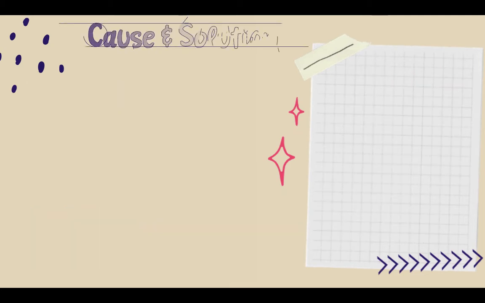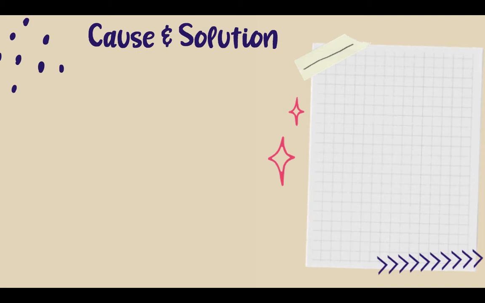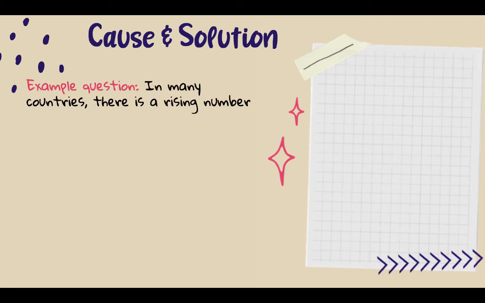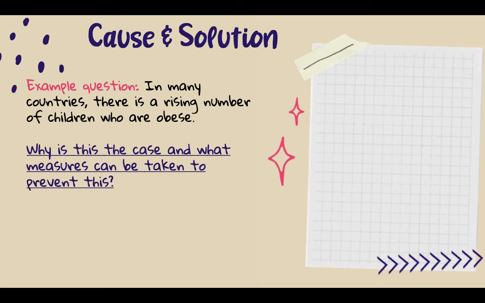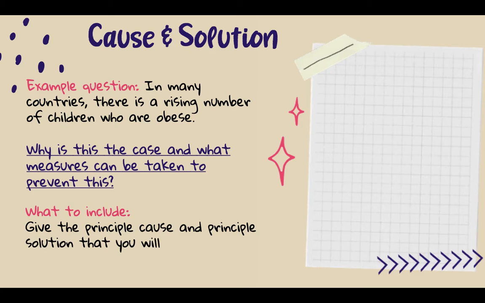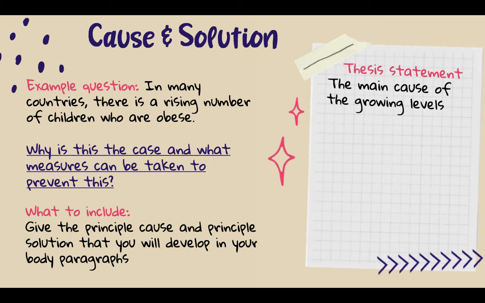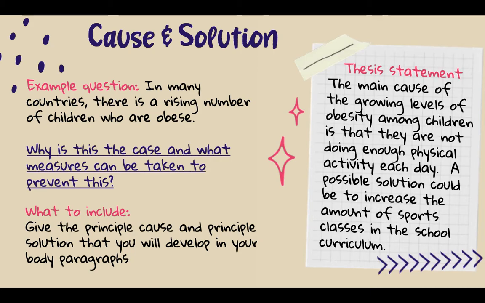Cause solution is very similar, but remember, instead of talking about the problems, we're talking about the causes. So our question will change a little bit to why is this the case and what measures can be taken to prevent this. So you have to include the principal cause and principal solution that you will develop in your body paragraphs. For example, the main cause of the growing levels of obesity among children is that they are not doing enough physical activity each day. That's the cause. And a possible solution could be to increase the amount of sports classes in the school curriculum.